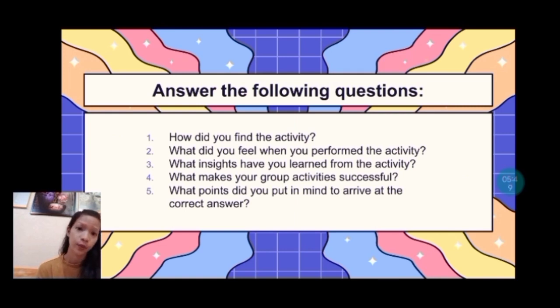Now answer these following questions. How did you find the activity? What did you feel when you performed the activity? What insights have you learned from the activity? What makes your group activity successful? What points did you put in mind to arrive at the correct answer?